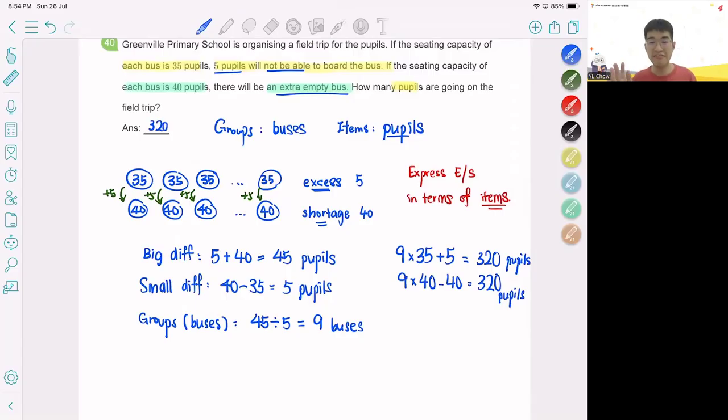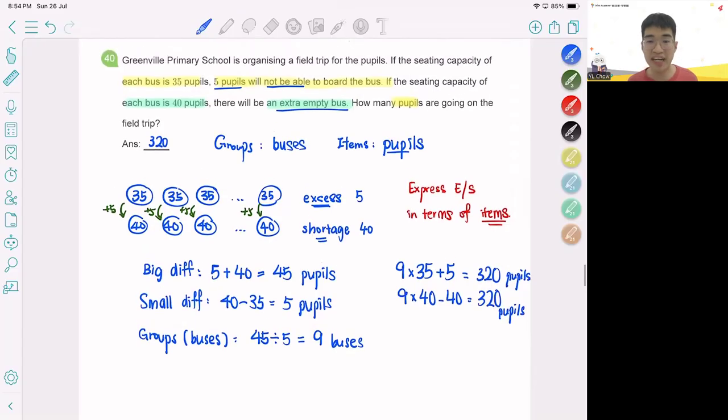If your 2 answers are not the same, perhaps there's something wrong with your calculation, or there is a mistake when you are listing the excesses and shortages. All right. Now that is how you do an excess shortage problem. The key hint is to express all your excess and shortage in terms of items.